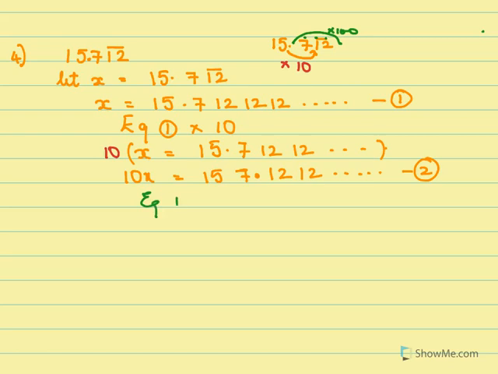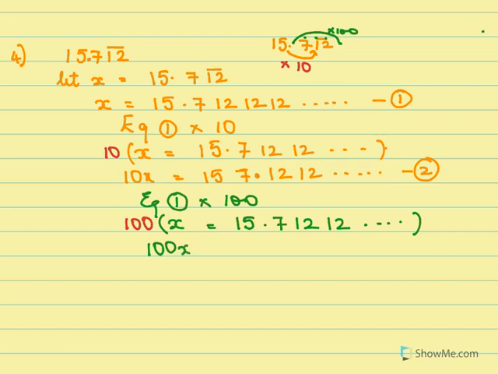Now for the second part, I take my equation 1 again and multiply it by 100 to get the decimal after the recurring. So I have x equal to 15.71212, and I'm going to multiply this by 100. On multiplying by 100, I get 100x equal to, with 2 zeros, so the decimal comes out here, 1571.212. That will be my equation 3.